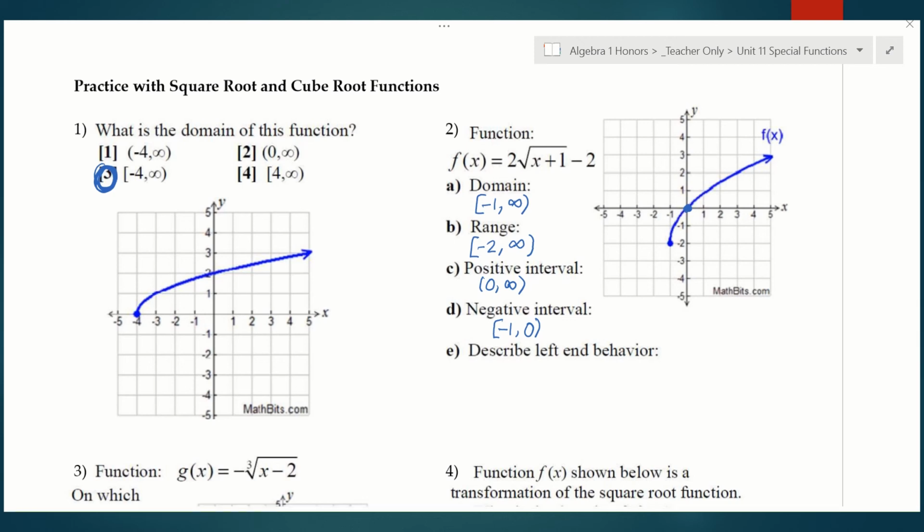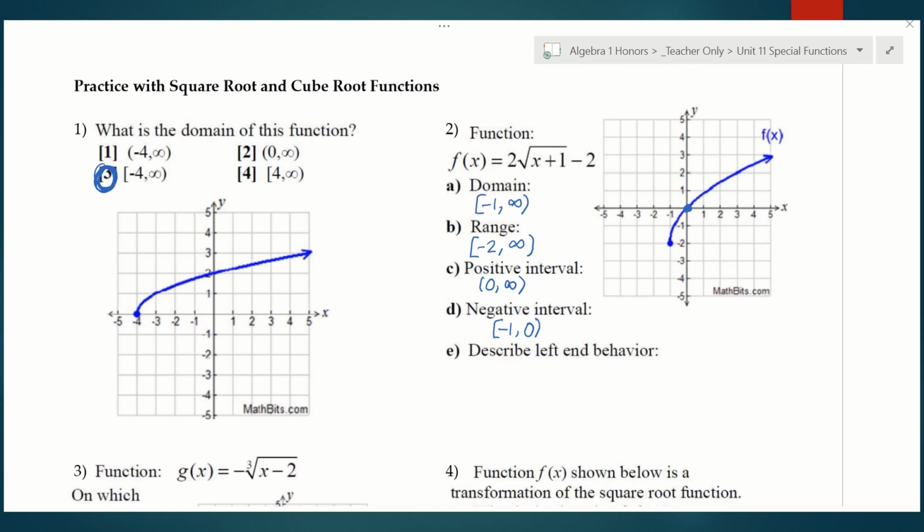Just to recap that really quick. A positive interval means between what x values do I get a positive y coordinate? So when x is 0 to infinity, I get a positive y coordinate. Where it's negative is what x values give me a negative y coordinate. So when x is between -1 and 0, I get a negative y coordinate. That's how you think about those positive and negative intervals.